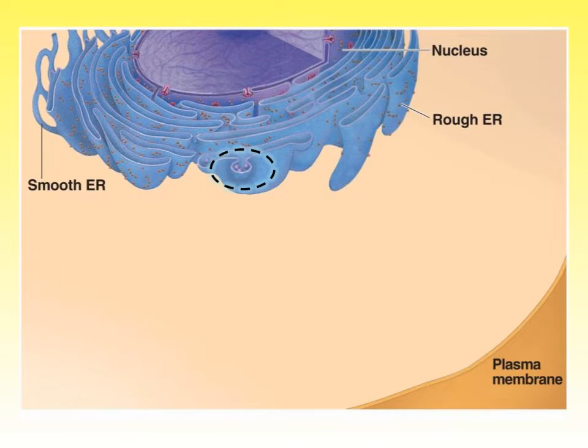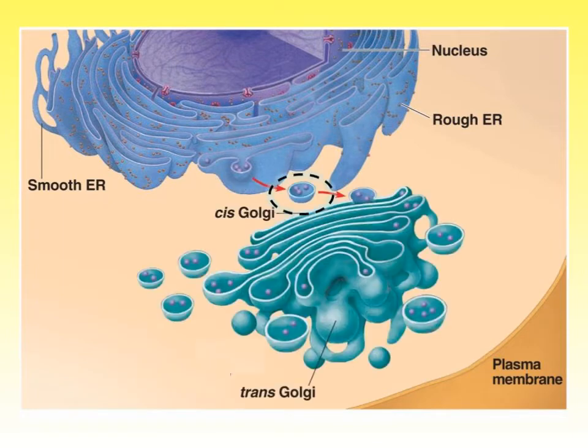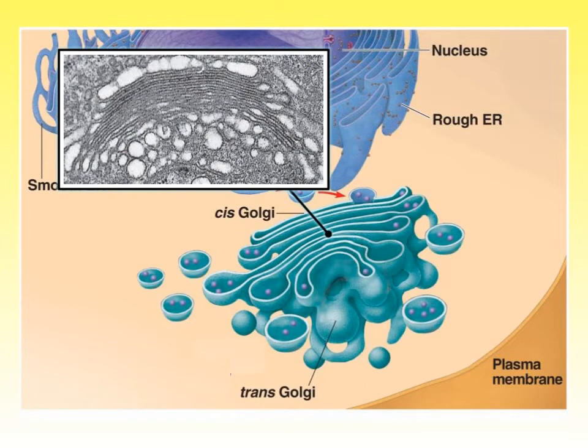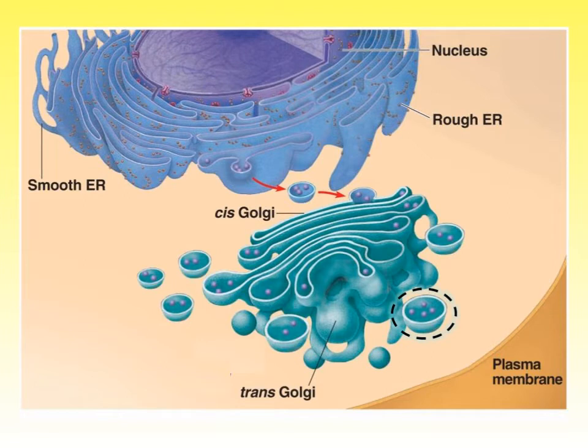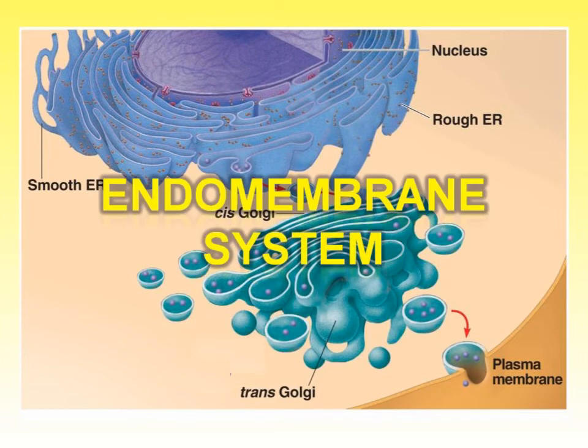A vesicle containing the glycoprotein buds off the ER, travels to the Golgi, and emerges with the cis face of the Golgi. Within the lumen of the Golgi, enzymes modify the glycoprotein. The modified glycoprotein buds off the trans face of the Golgi and releases the glycoprotein outside the cell. This process of a vesicle merging with the cell membrane to export materials out of the cell is called exocytosis. Remember, the ER, Golgi, and vesicles are all part of the endomembrane system.